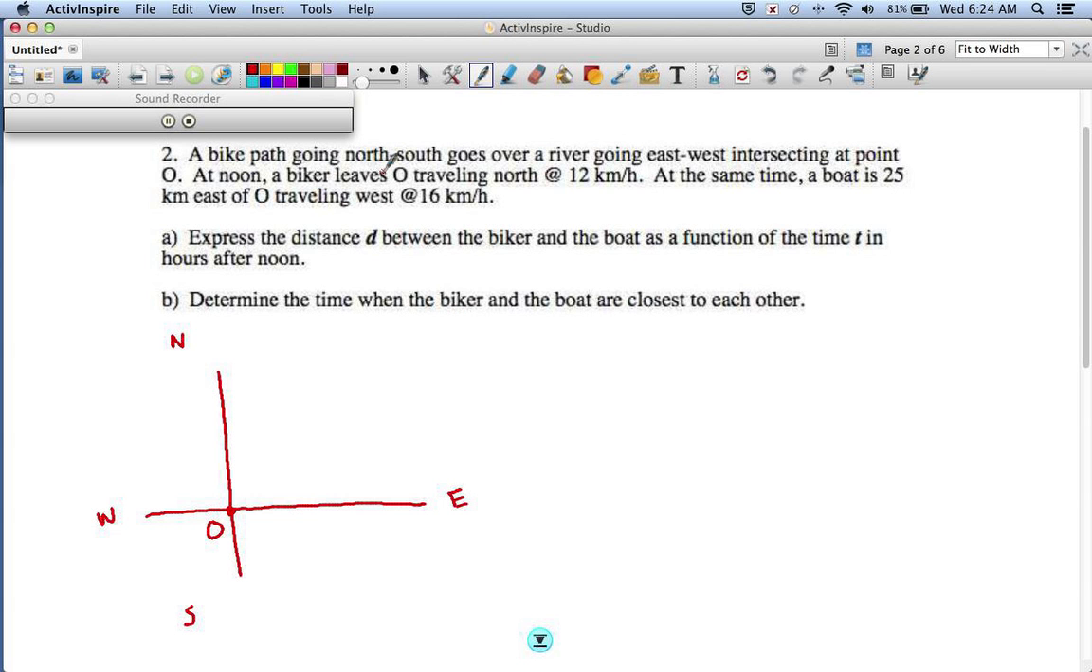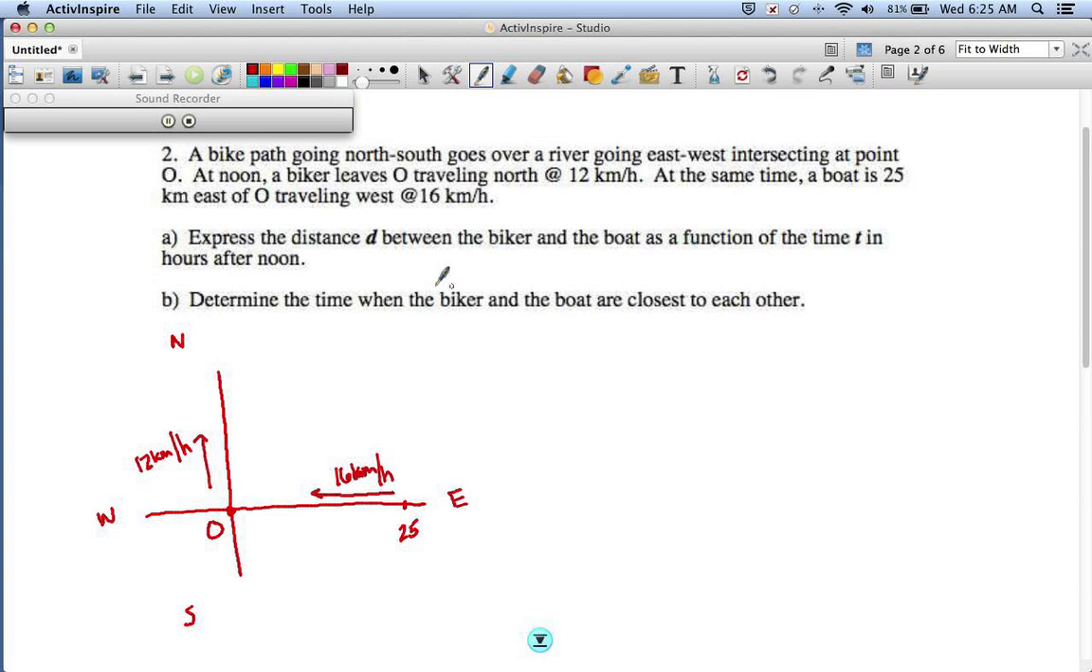At noon, a biker leaves O traveling north at 12 kilometers an hour. So somebody's going north at 12 kilometers per hour. At the same time, a boat is 25 kilometers east. It's out here at 25, and it's traveling west. It's heading back towards O at 16 kilometers an hour.